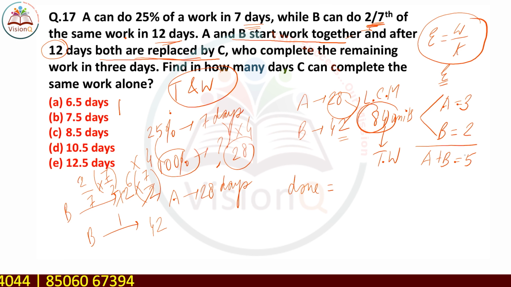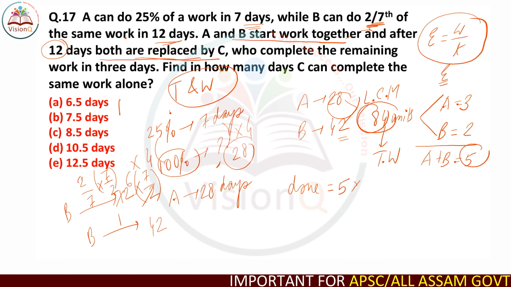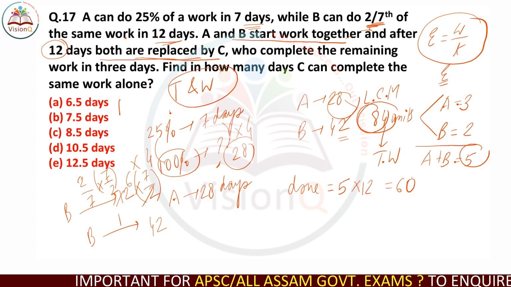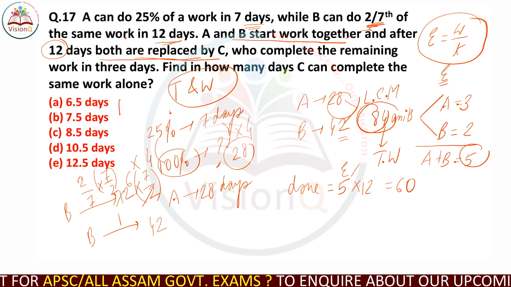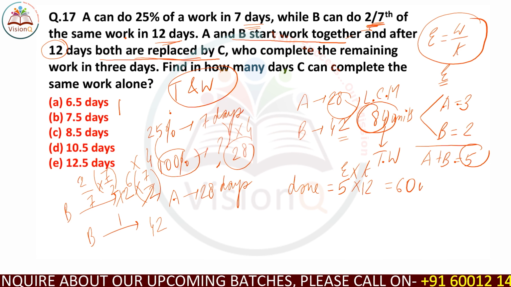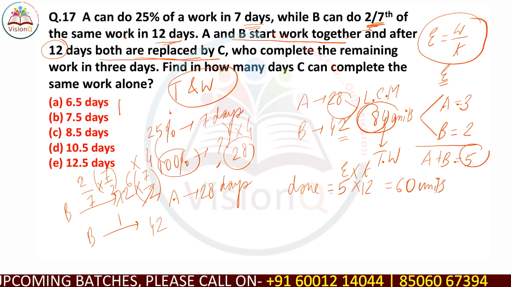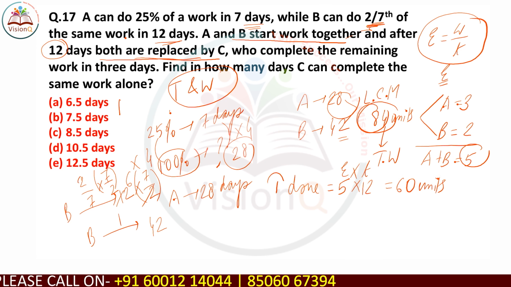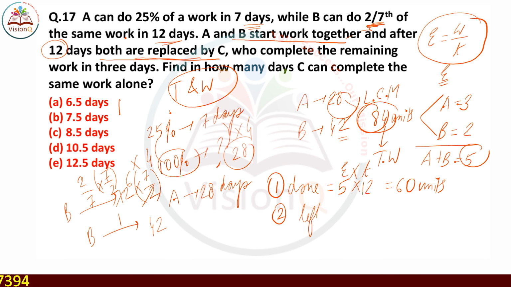In 1 day, A plus B do 5 units of work. So in 12 days they will do how many units of work? 5 into 12, which is 60. Because we know work done is efficiency into time. So 5 into 12 days is 60 units. So this was the work done. In the first step, always find out the work done. In the next step, find out the work left.